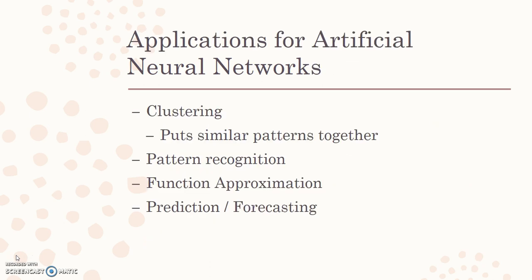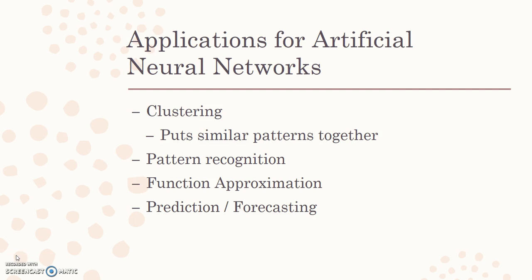So what are some applications for artificial neural networks? One of the big ones is clustering, and it puts basically similar patterns together. We've seen this before in our academic careers, when we've done where would you place a police officer based on where they received the calls in that area.